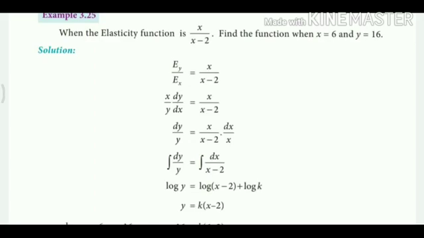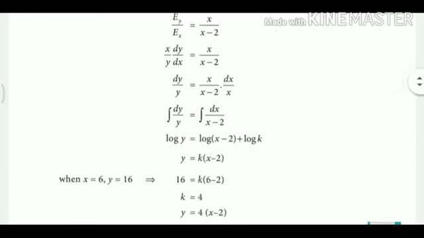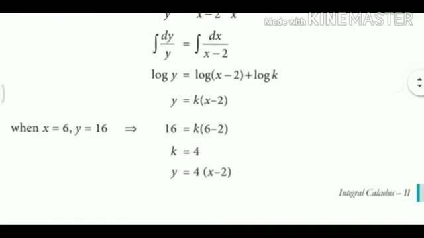So elasticity of demand means x by y dy by dx. That is, x by y dy by dx is given as x by x minus 2. Taking the y term to the left side, dy by y equal to x by x minus 2 dx by x. So now we are integrating left side and right side. Integration of dy by y gives log y. Likewise, integration of dx by x minus 2 is log of x minus 2 plus log k, because limits are not given, therefore we add log k here.